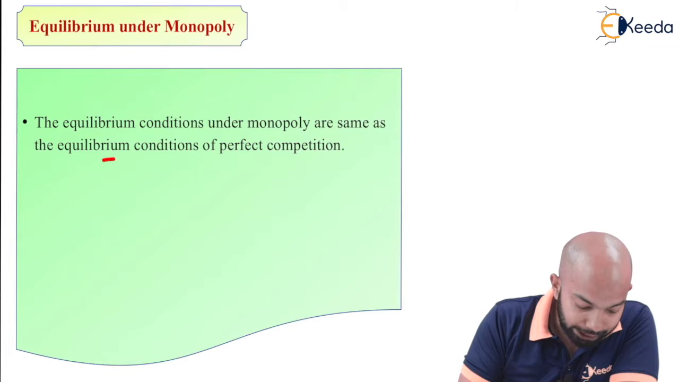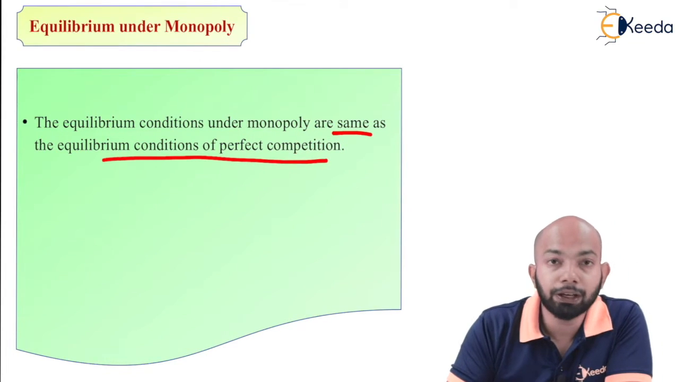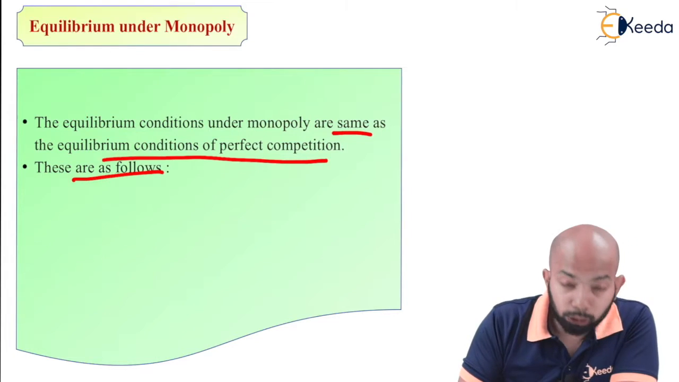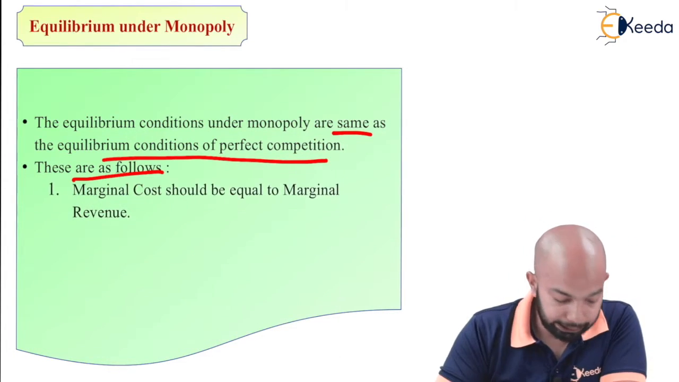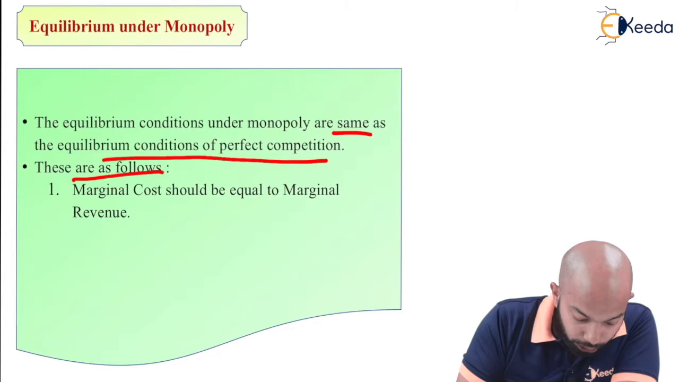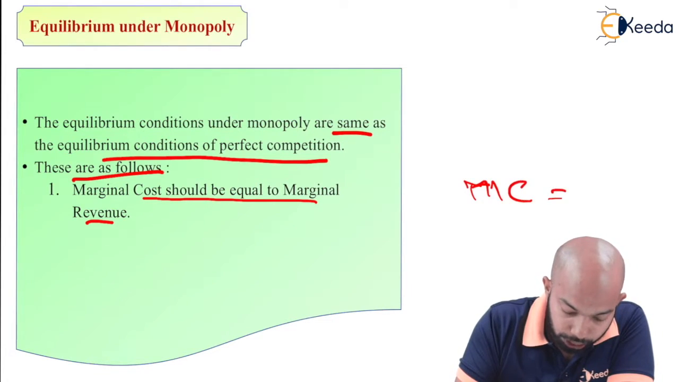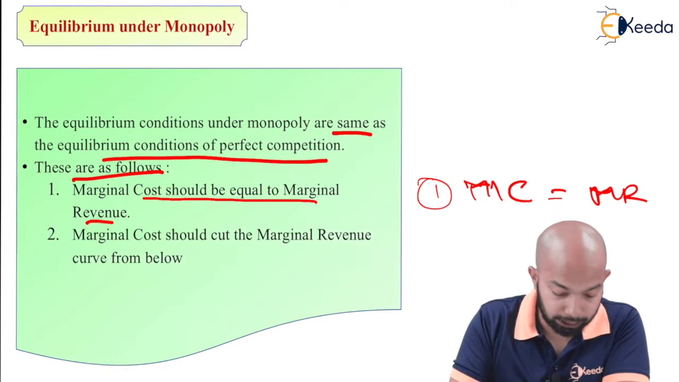Now, when we are speaking about equilibrium under monopoly, we need to understand that the equilibrium conditions under monopoly are the same as the equilibrium conditions in perfect competition. This is what we have already understood. Now, what are those conditions basically? First, marginal cost should be equal to marginal revenue. This is the first condition that we have to discuss.